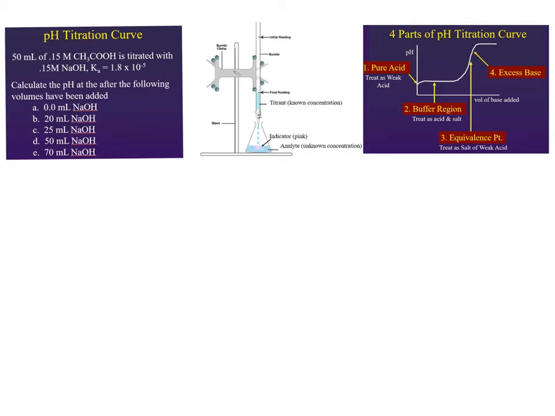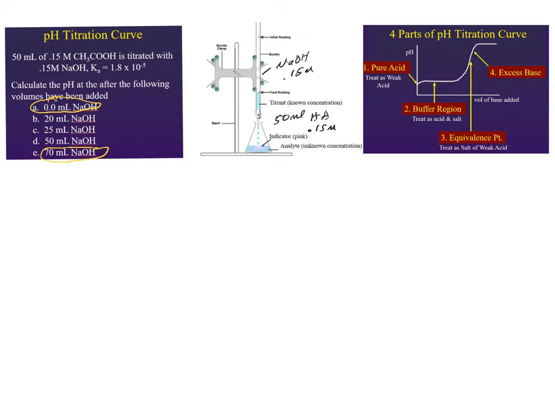Greetings. In this problem, we're going to titrate 50 mL of acetic acid with a concentration of 0.15 moles per liter with NaOH that has a concentration of 0.15 moles per liter. And we're going to go from 0 mL to 70 mL, and we're going to calculate the pH.